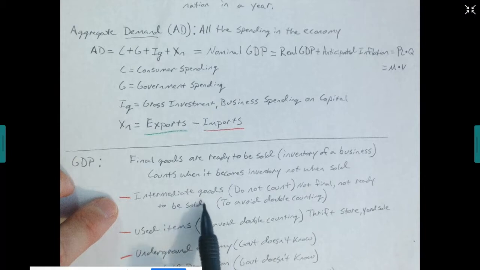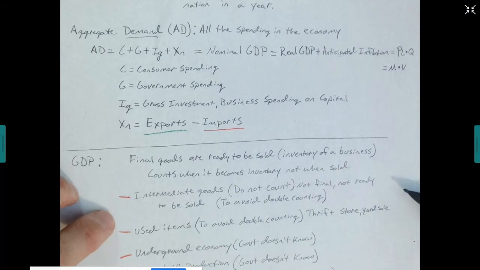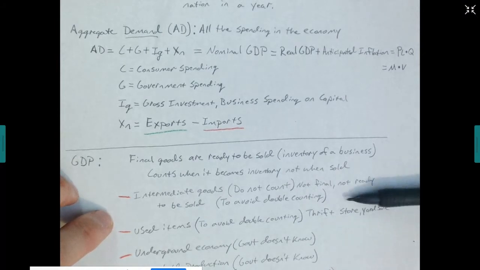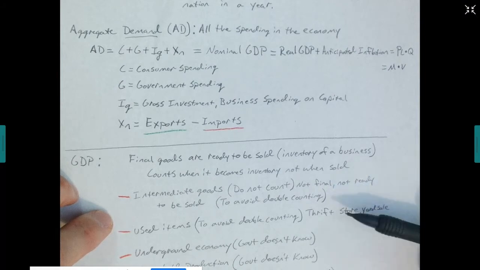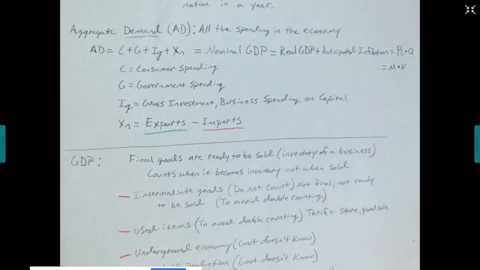Intermediate goods do not count because they are not considered to be final products. They are not ready to be sold, and they're not counted in order to avoid the idea of double counting. Examples of an intermediate good would be the following. If you were taking a Snickers bar, and the Snickers bar was a final good, and it hit the inventory shelf, and it cost $1, that Snickers bar that cost $1 would be added to GDP. However, the 10 cents worth of peanuts that went into the Snickers bar would not count.